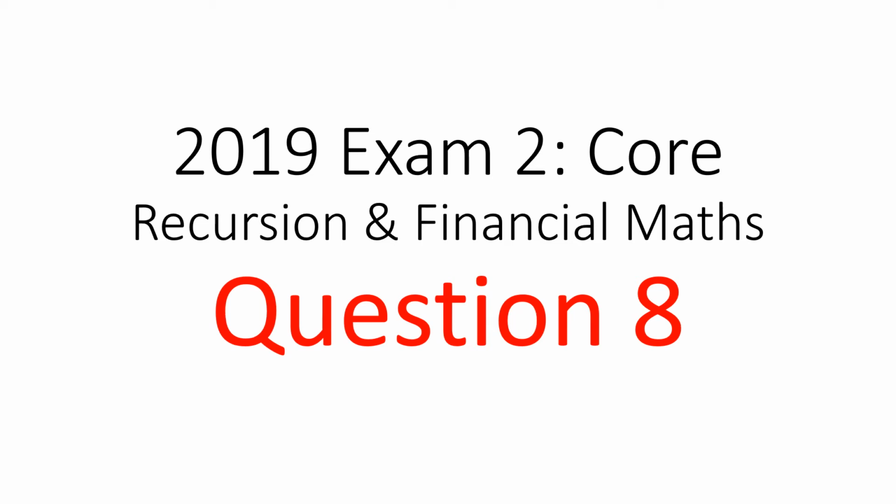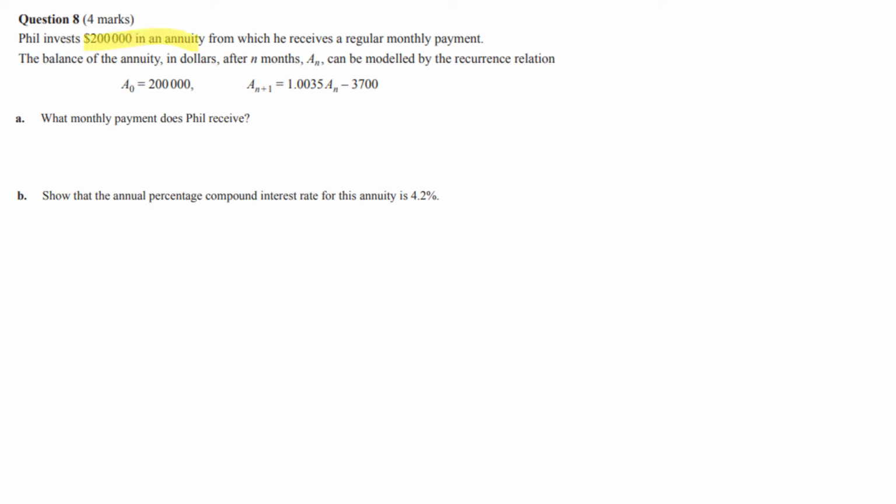2019 Exam 2, Recursion and Financial Maths, Question 8. Phil invests $200,000 in an annuity. That's a difficult thing to say three times fast. We've got the A naught there of 200,000. He's got regular monthly payments, and we want to know what those monthly payments are.